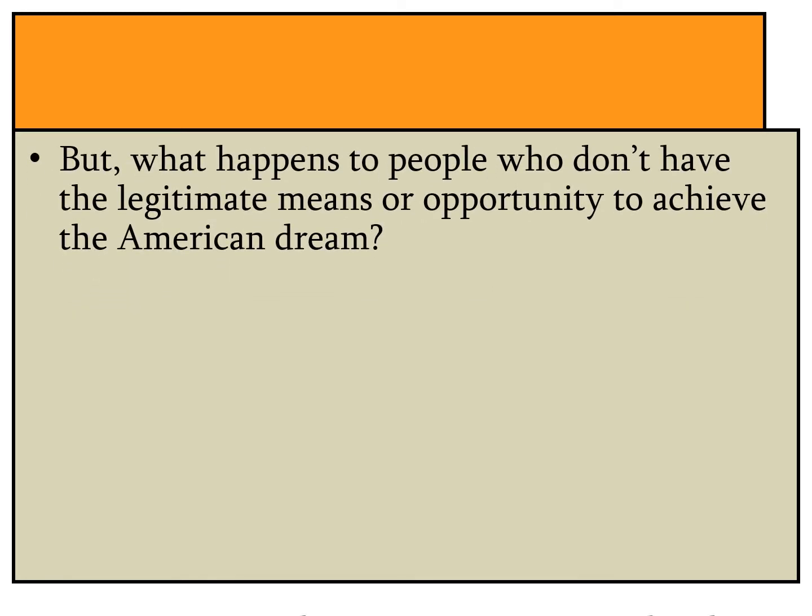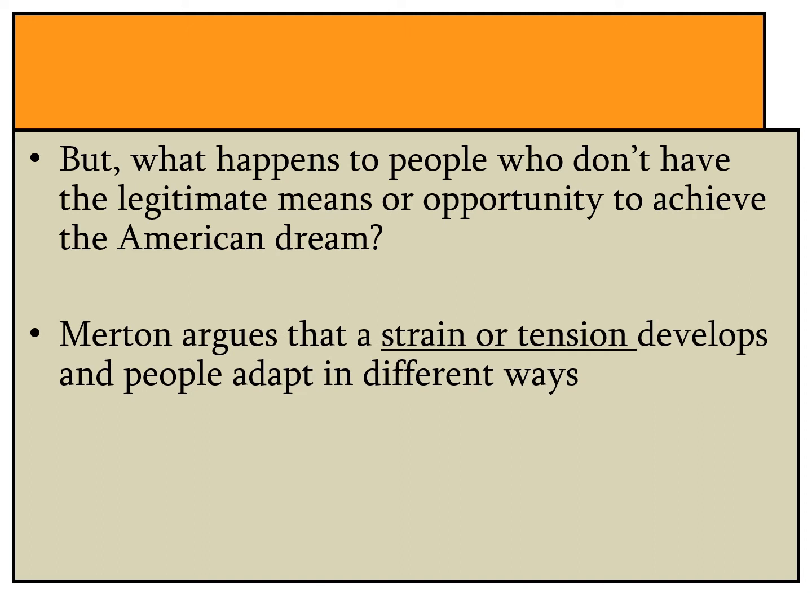Now, one of the most interesting questions Merton asks is, what happens to people who, on the one hand, believe in their American dream, they want to achieve their American dream, but they don't have the opportunity or the ability to achieve the American dream, right? So let's say, for example, you have an individual who wants to go to college because they want to get a decent job, because we know that in our country, for the most part, you have to have a college education in order to get a decent paying job. Not all the time, but for the most part.